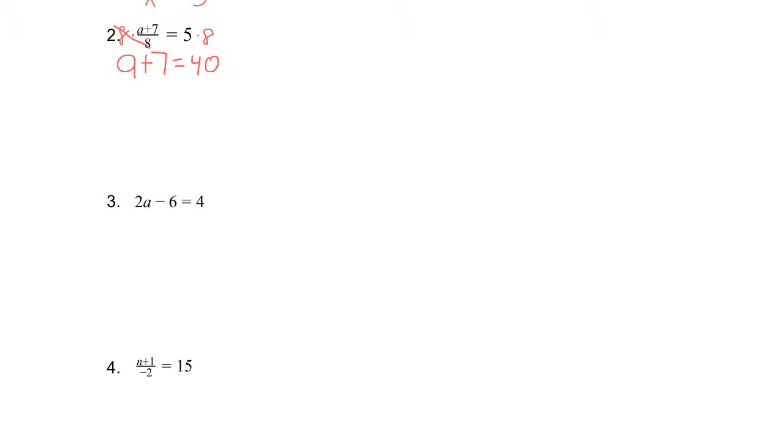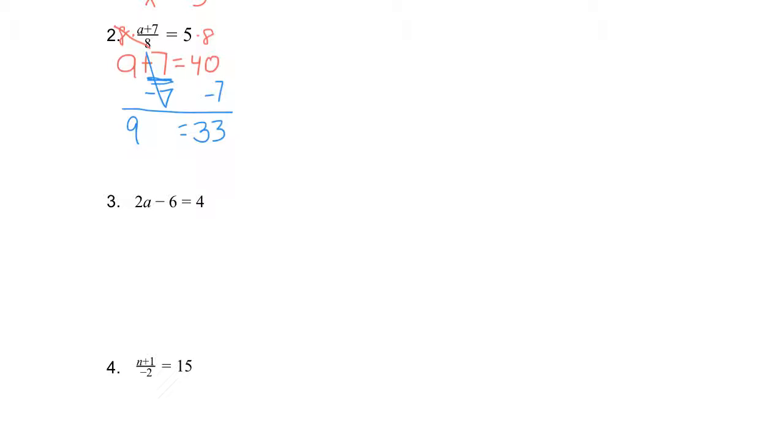Last step, we need to get a all alone. This 7 right here is keeping that from happening. It's an addition of 7, so we're going to do the opposite of that and subtract 7 from each side. a comes down, plus 7 minus 7 cancels out, equals stays in the same spot. 40 minus 7 is 33.